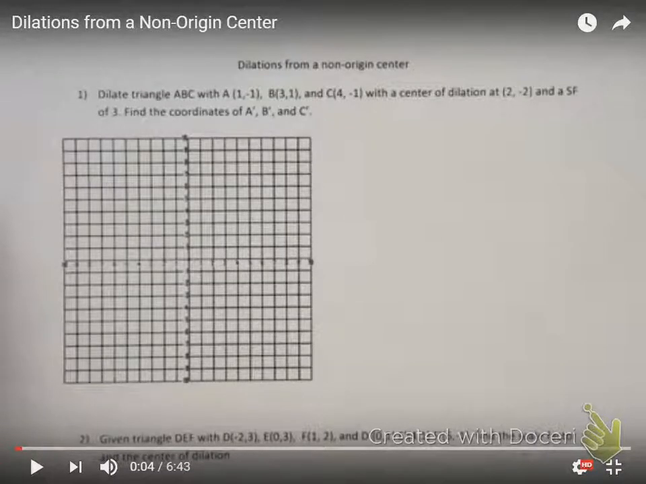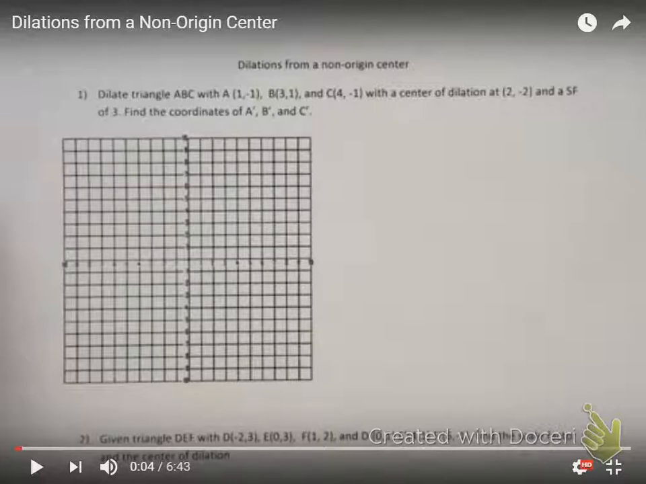We are looking at dilations from a non-origin center. Yesterday we did dilations by a scale factor of greater than 1 or by a fractional scale factor, but the center was always at the origin. Well, this changes things up a little bit because now the center is going to be in a different location.